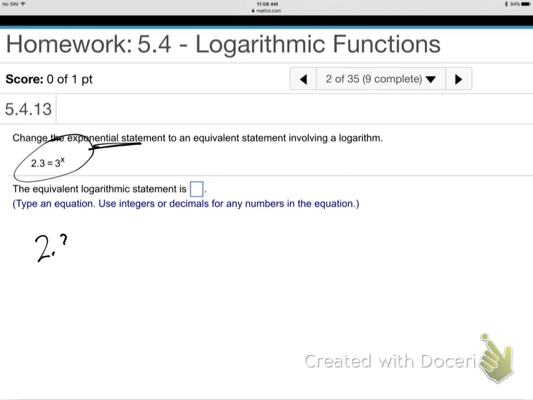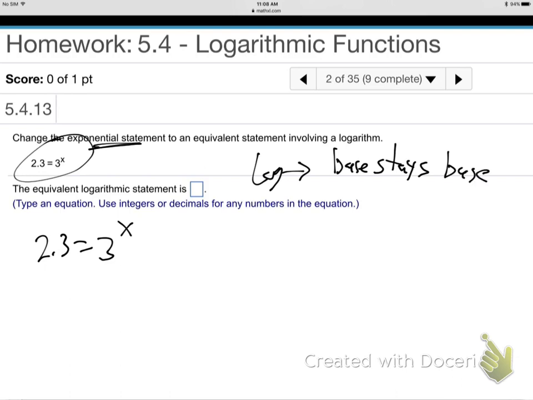So I want to say 2.3 is 3 to the x in another language. I want to say it in log talk. How do you say it in log talk? Base stays the base. Base stays the base. Other two switch. I'll say that a lot of times today and tomorrow, at least I'm planning to. So what do I mean the base stays the base? Who's the base here? 3. 3 is the base because he's the bottom one. Base means bottom, right? So the base stays the base.